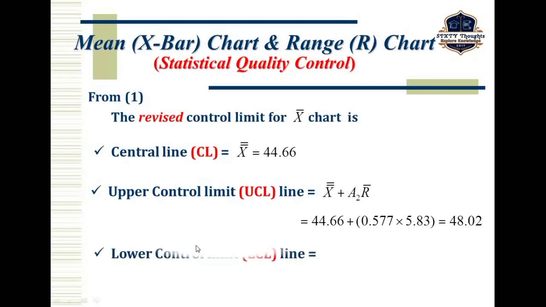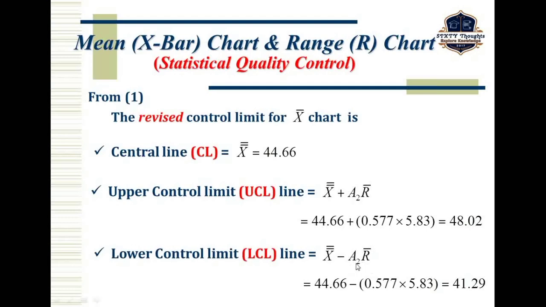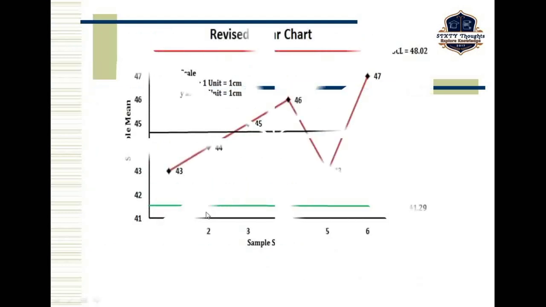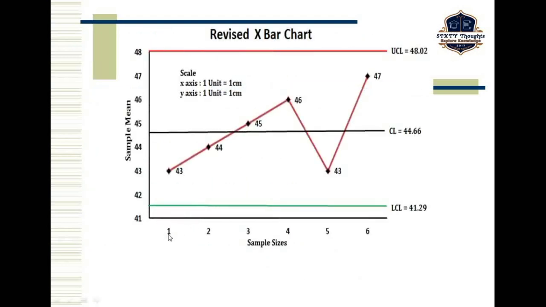Next, we write the lower control limit value, that is X double bar minus A2 into R bar. Substituting all values in this formula, we get the final answer 41.29. So, using these three lines, we are going to draw a control chart. On the x-axis we consider only 6 samples: 1, 2, 3, 4, 5, 6. On the y-axis we consider the sample mean, that means the revised X bar chart.